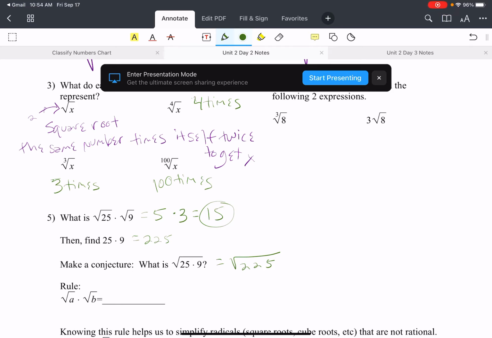So notice on this first one again, I took the square roots first, then multiplied, and on this one I multiplied first, and now I'm going to square root. So find the square root of that big number for me. Yeah, it's 15.